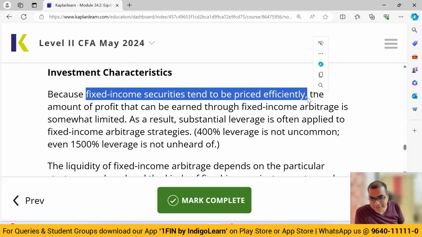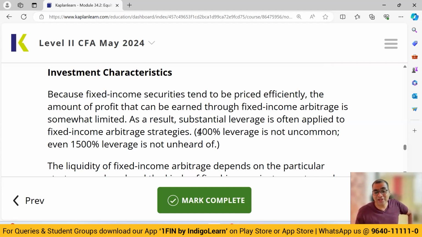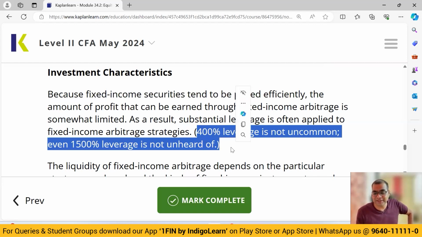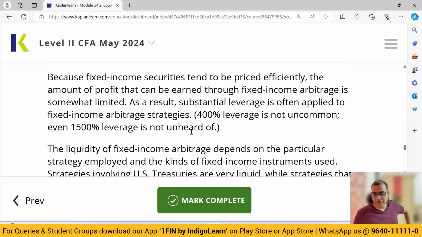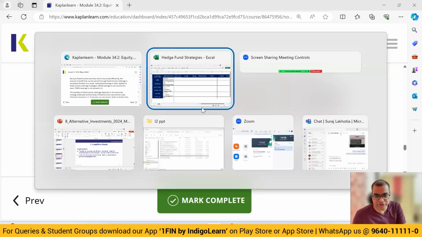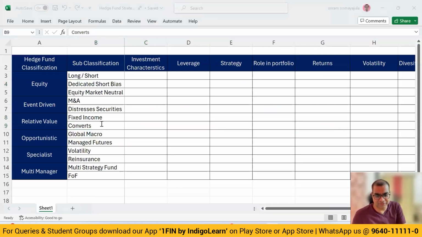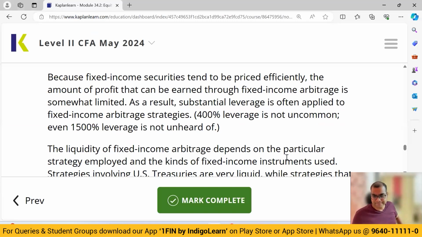Right? So please see this. 400 to 1500% leverage. Please write down in the leverage column 400 to 1500%. So where are we? We are still in fixed income only, no? We have not gone beyond fixed income. 400% leverage. See, I said there are two things. One is fixed income, second is converts. We are still in fixed income. 400 to 1500% leverage.